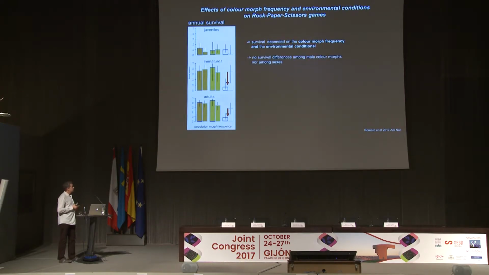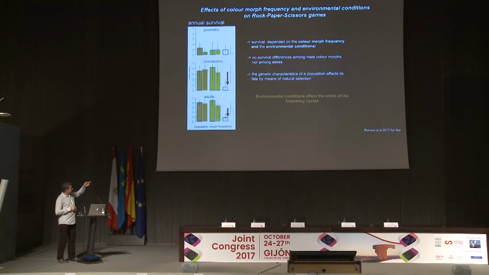Interestingly, when we looked at whether the color morphs survive differently, we found no decipherable differences among male color morphs nor among sexes. And that means that the color morph frequency or the genetic characteristics of a population actually affect the fate by means of natural selection. And this is congruent with environmental conditions that affect the orbits of the frequency cycles. Here we used only one parameter. You can imagine there are plenty of parameters in nature that can feed back.